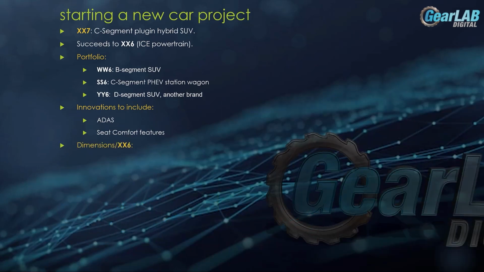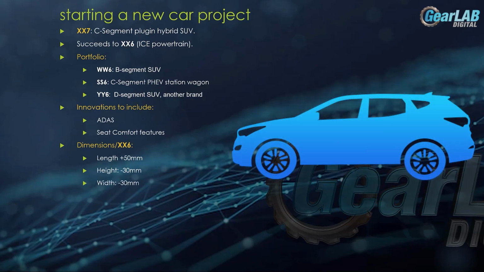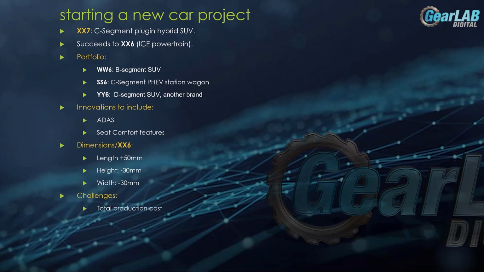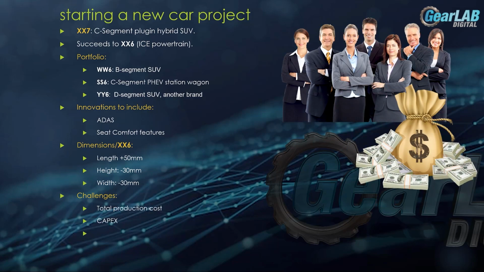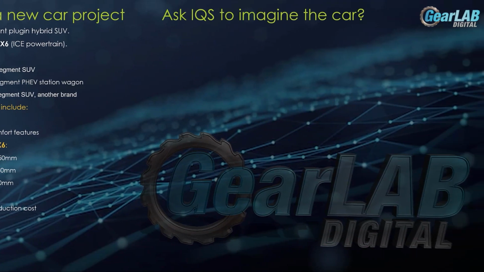You are requested to increase the overall length by 50 mm maximum, the height and width reduced by 30 mm, compared to XX6. And as usual, the production cost, the capex, the quality, and the weight are challenged. Now let's ask IQS to imagine the car. These are a lot of very simple but useful specifications.